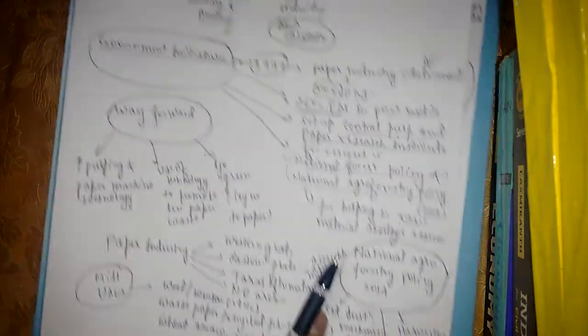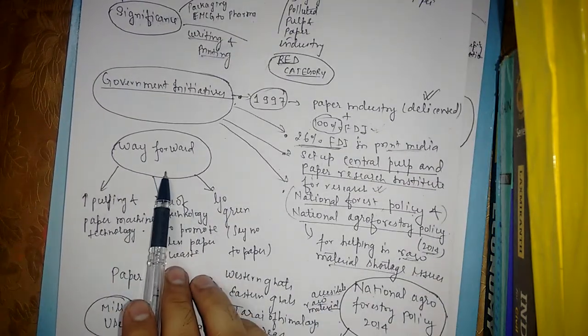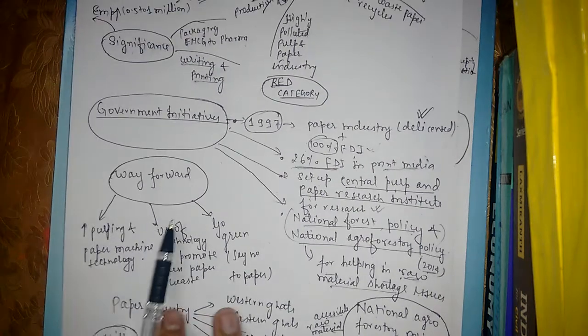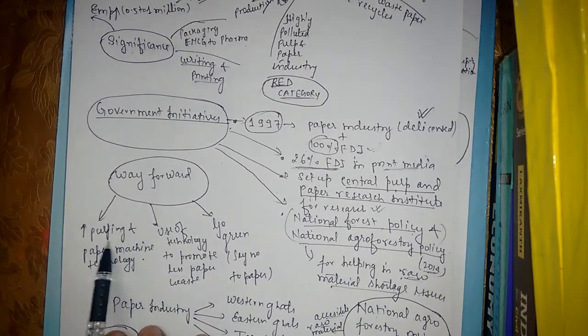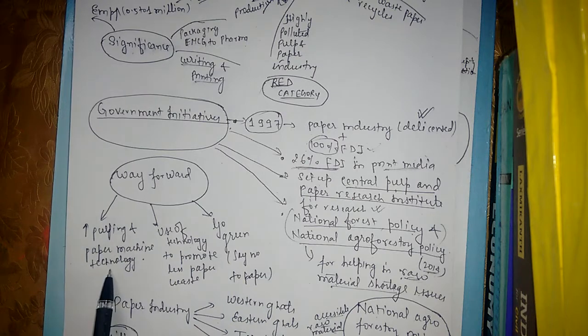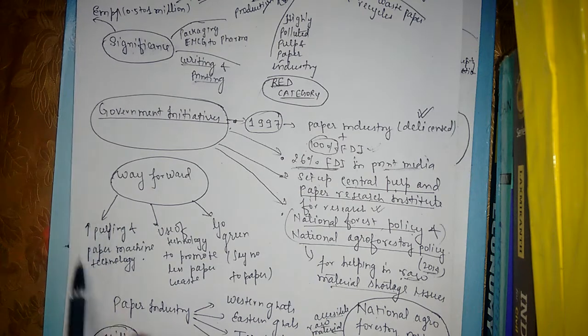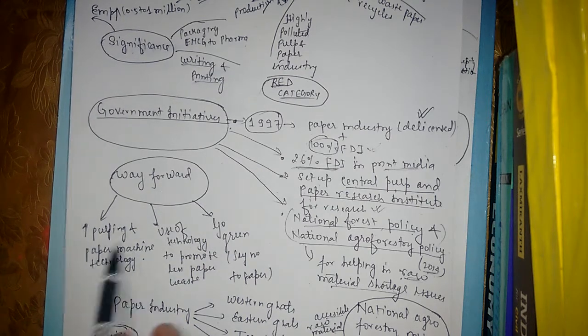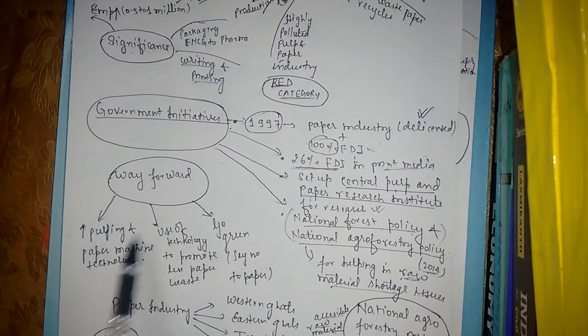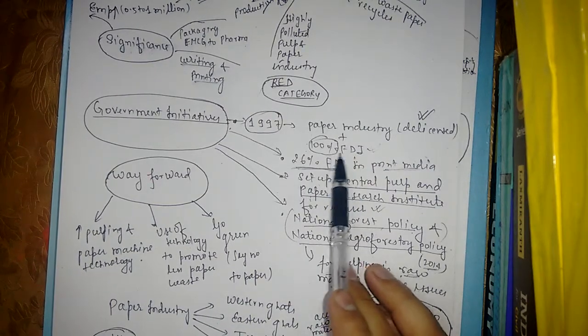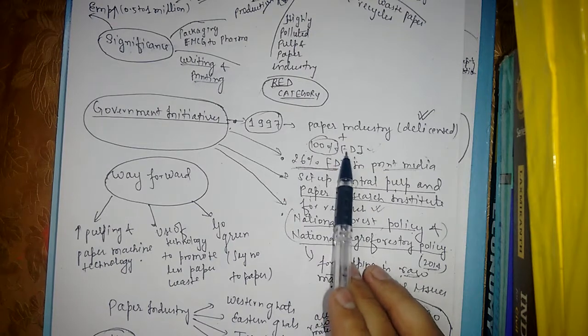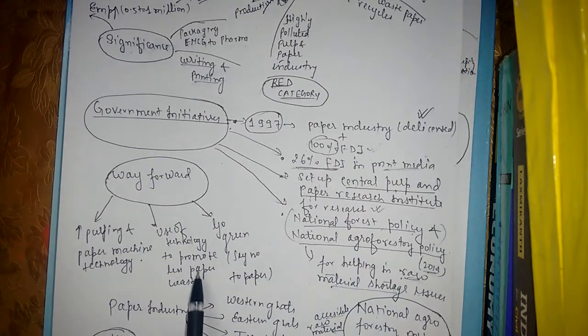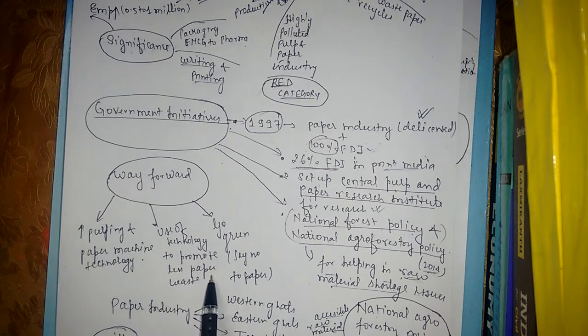So this was discussed. What are the steps we need to take, the way forward? First of all, you need to increase pulping and paper machine technology, right? If paper machine technology becomes advanced, environmental pollution will obviously decrease, and there is no need to import 100% paper from worldwide, right? Also use technology to promote less paper waste.